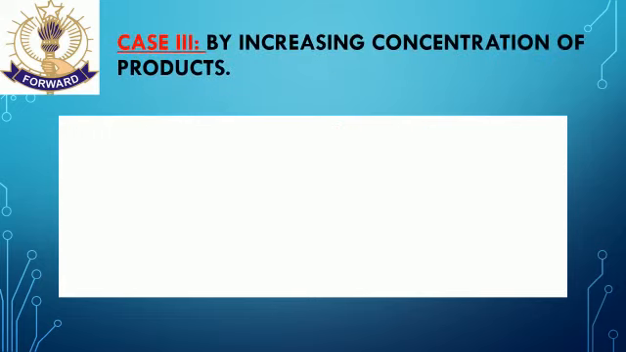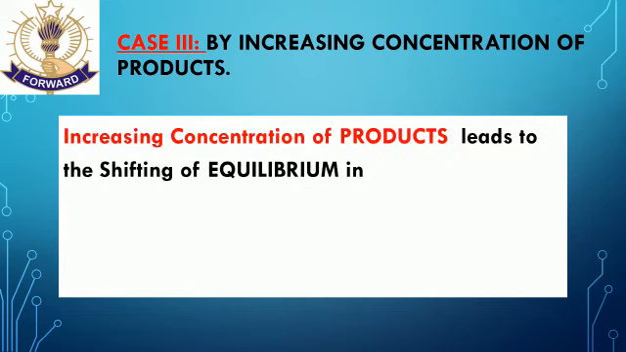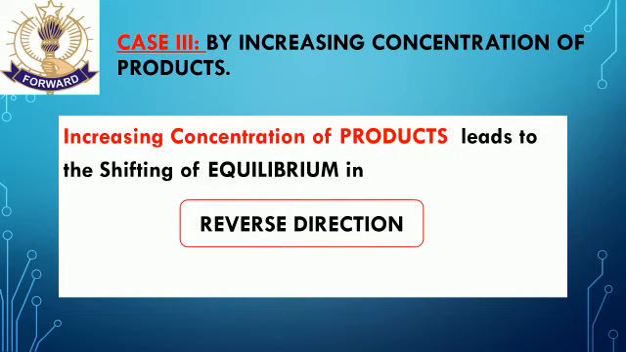Our third case is by increasing the concentration of products. Now, what will happen if we increase the concentration of products? By increasing the concentration of product, the equilibrium will shift in the reverse direction in order to regain its equilibrium point.